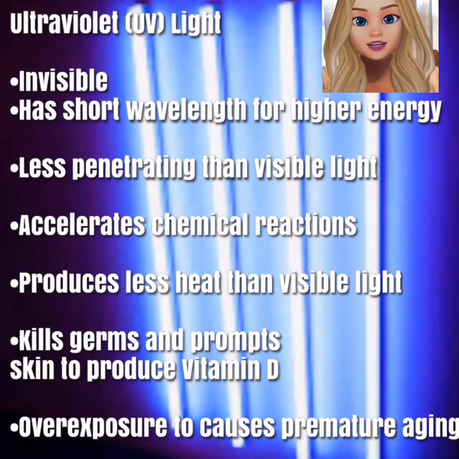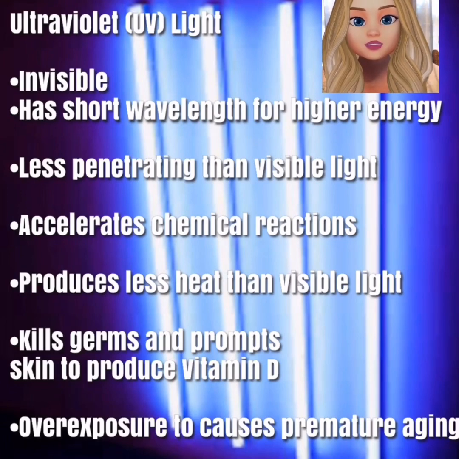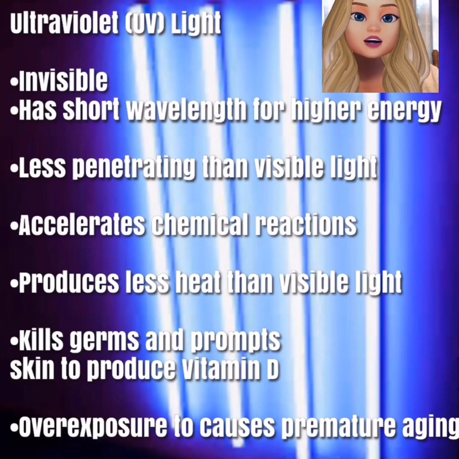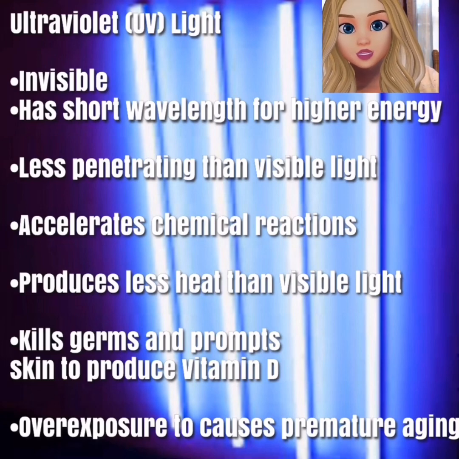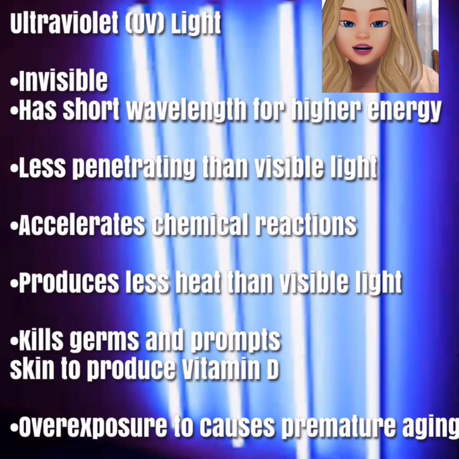Ultraviolet light is abbreviated UV light. It's also known as a cold light. It is invisible light that has a short wavelength, giving it higher energy. It's less penetrating than the visible light, and it causes chemical reactions to happen more quickly than visible light. It produces less heat than visible light and kills some germs.